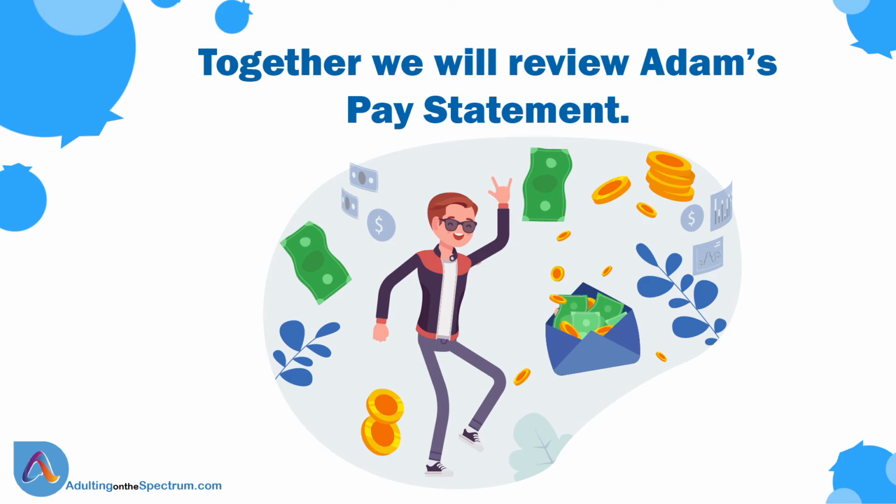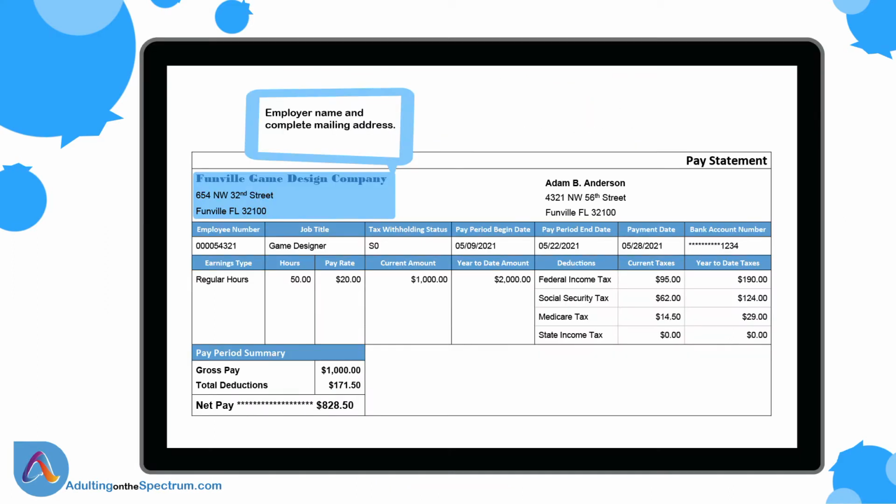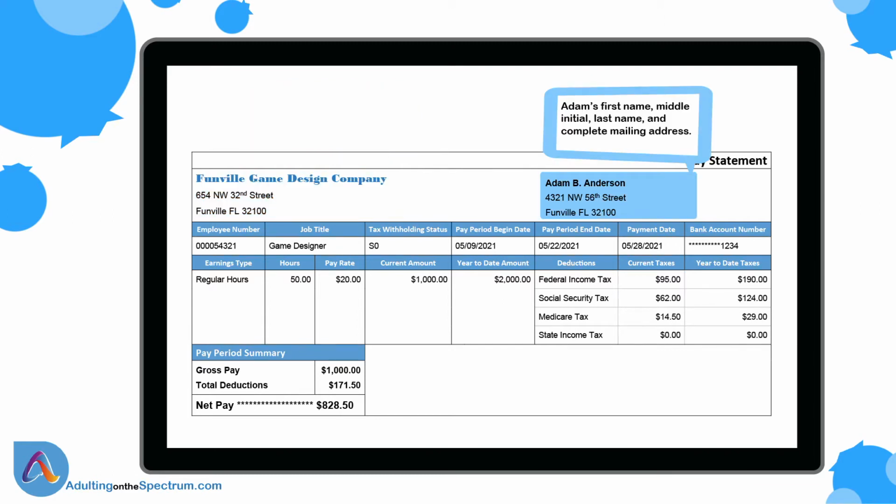Together, we will review all the fields on Adam's biweekly pay statement, including earnings and deductions. The first field is the company name and complete mailing address. Next is Adam's first name, middle initial, last name, and complete mailing address.